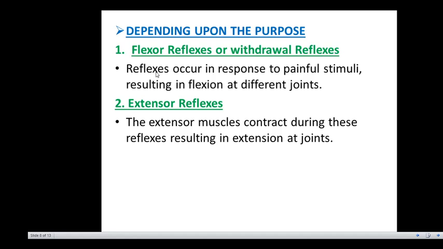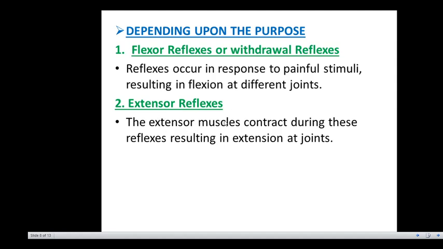These flexor reflexes occur in response to painful stimuli, resulting in flexion at different joints. Here, this type of reflex is occurring because of the painful stimuli. So painful stimuli induce this type of withdrawal reflex. Another one, that is extensor reflexes.